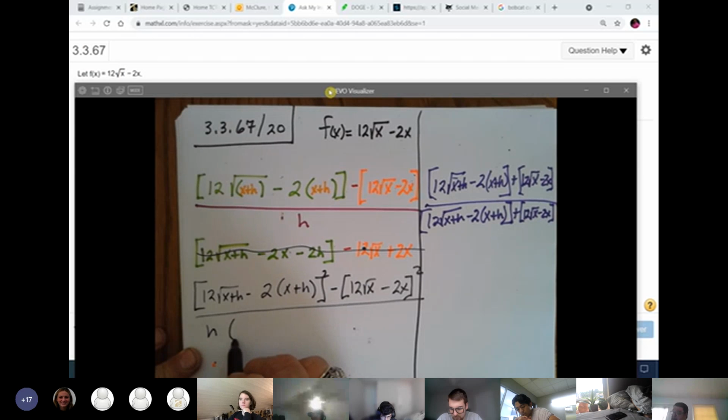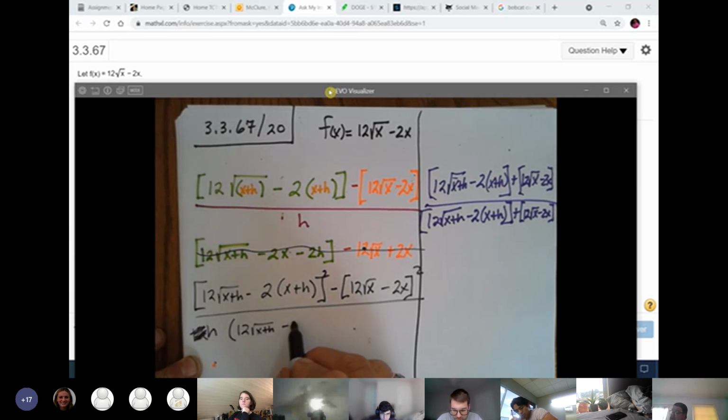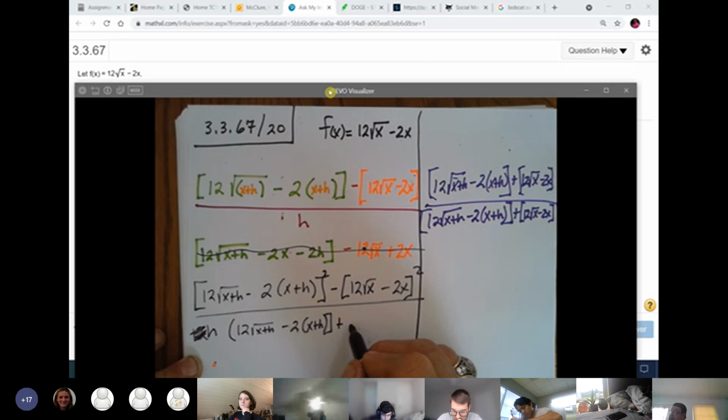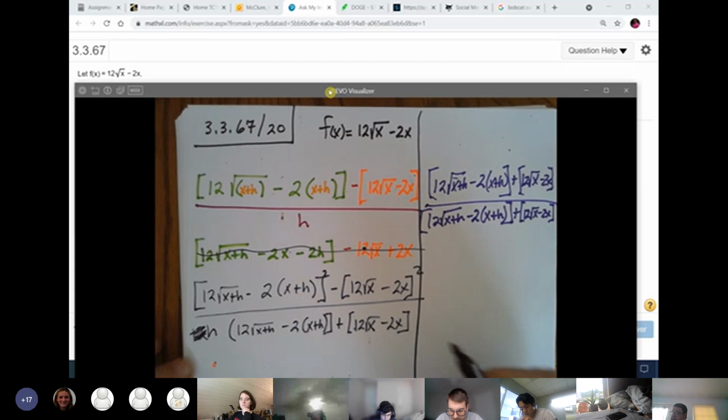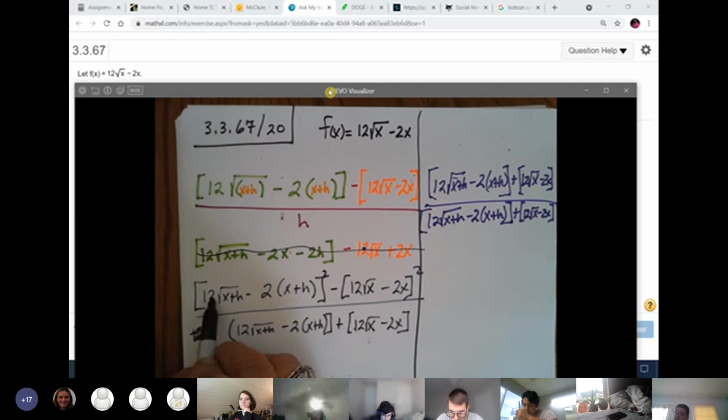h times 12 times, no. That would be 12 square root of x plus h minus 2 times x plus h plus 12 square root of x minus 2x. That's going to be 144.